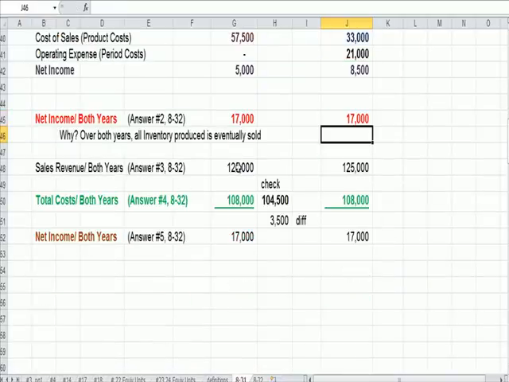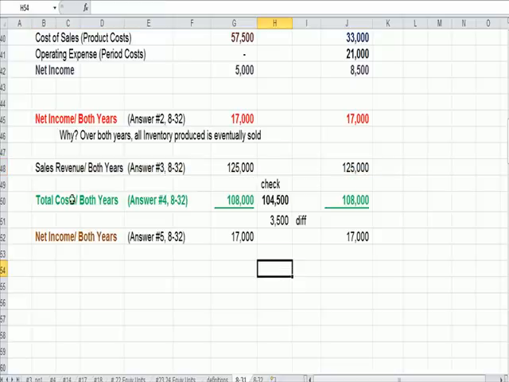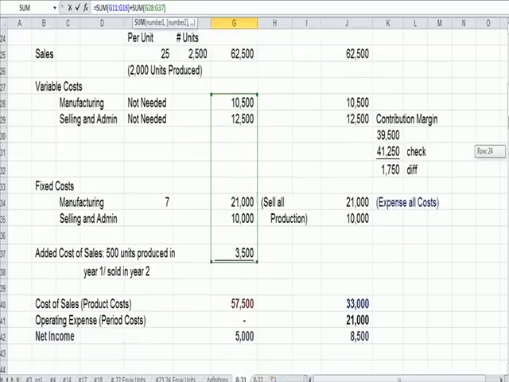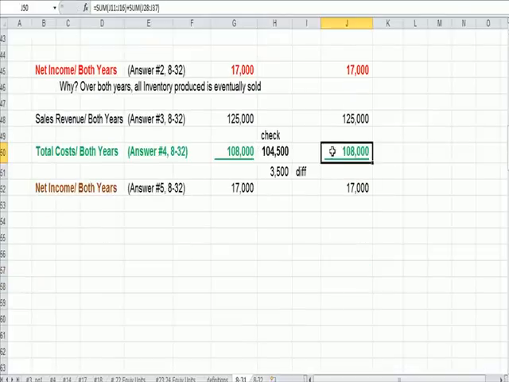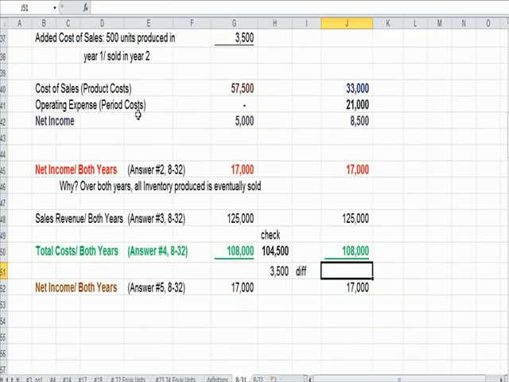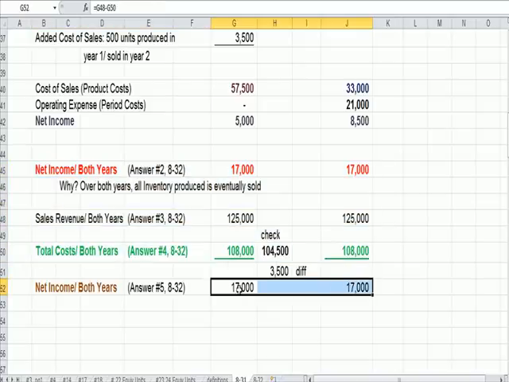Sales revenue is the same both years. I think that's not germane to this question. And in fact, the total costs in both years are the same, 108,000. If I add them up, there's absorption, and here's variable. We can look at those totals in blue and green. And since these totals are the same, the net income is the same for both years. I just reconciled the two right here by saying sales revenue minus total costs, 17,000, and I do the same thing here, so we have linked cells.